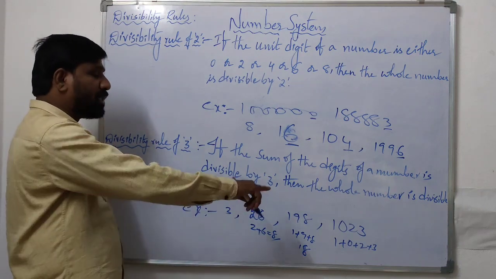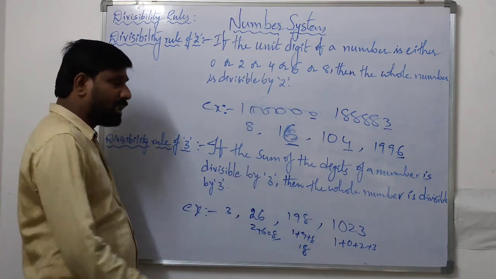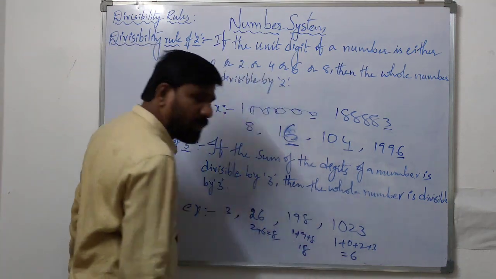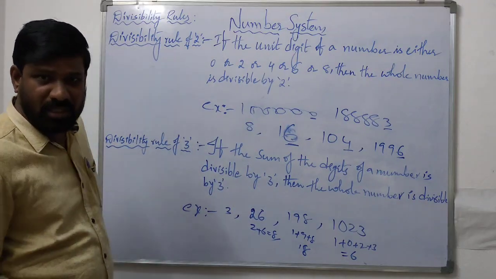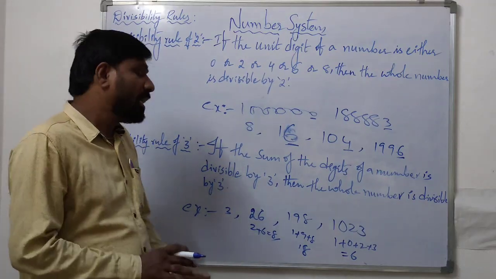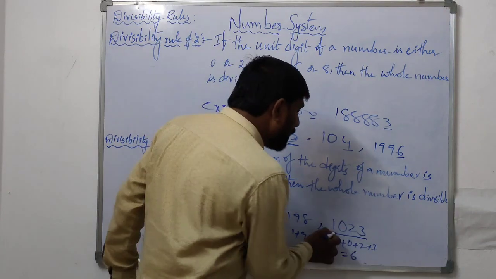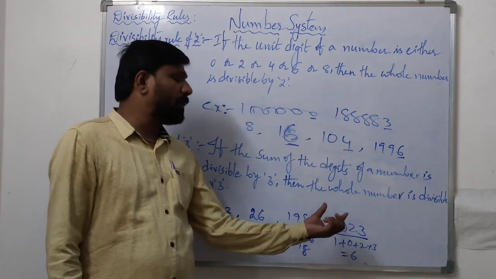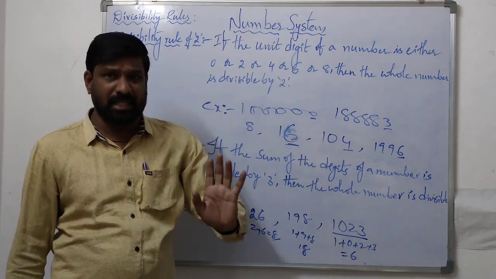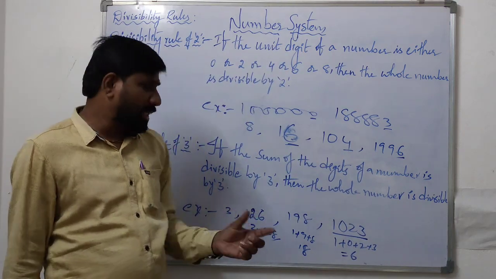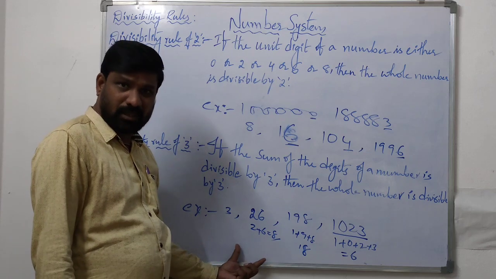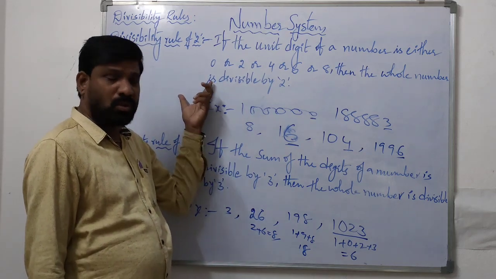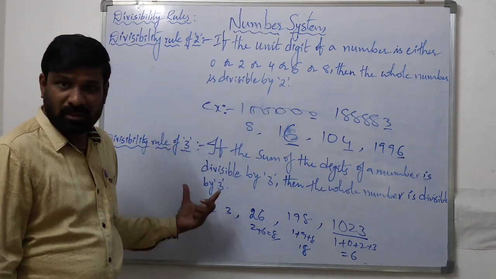number. 1 plus 0 plus 2 plus 3, what will we get here? You will get 6. Will 6 be divisible by 3? Yes, obviously, 3 2s are 6, so 6 will be divisible by 3. Therefore the whole entire number 1023 is also divisible by 3. Like this, you can take a number with any number of digits and check this divisibility rule. Clear? This is about divisibility rule 2 and this is divisibility rule 3.